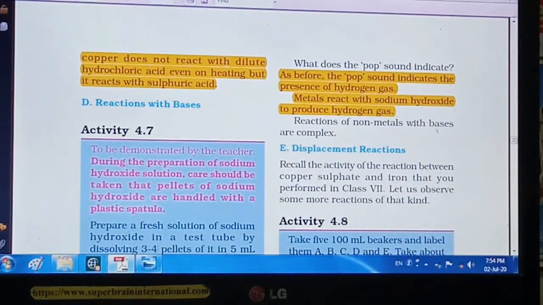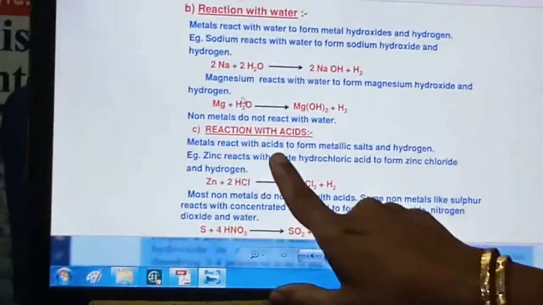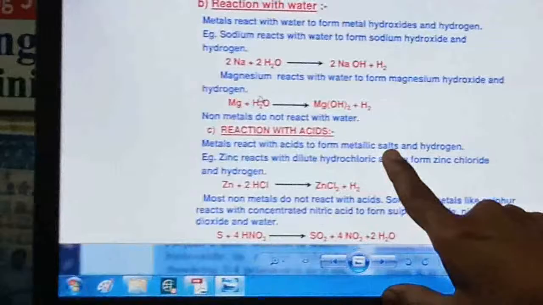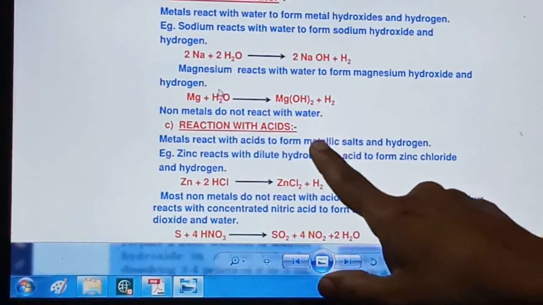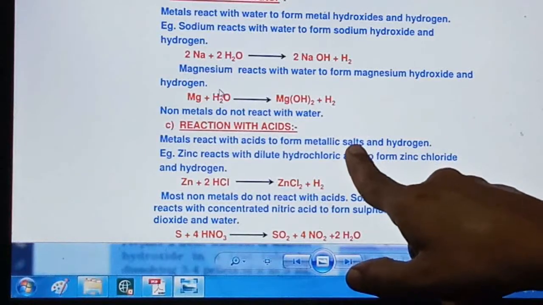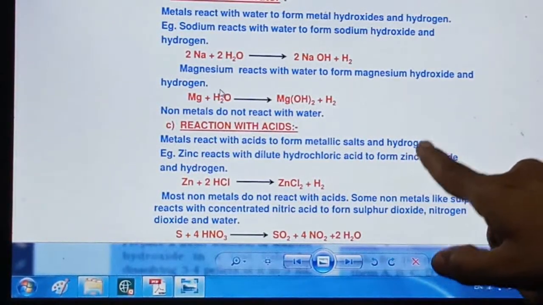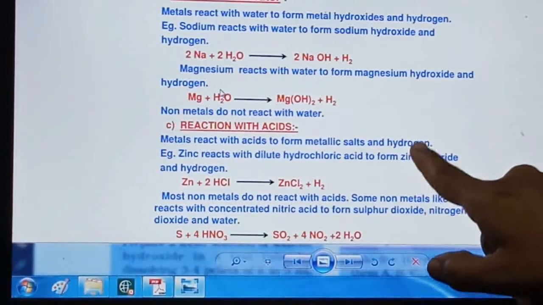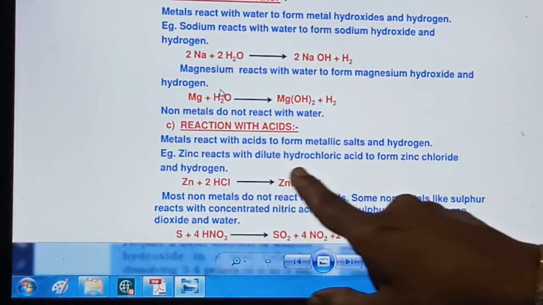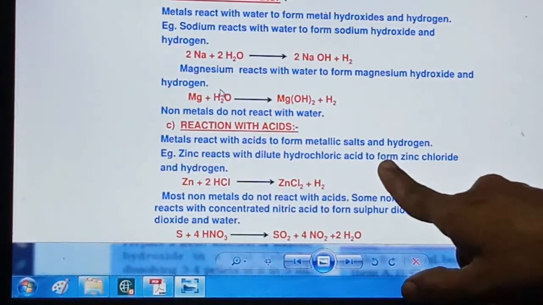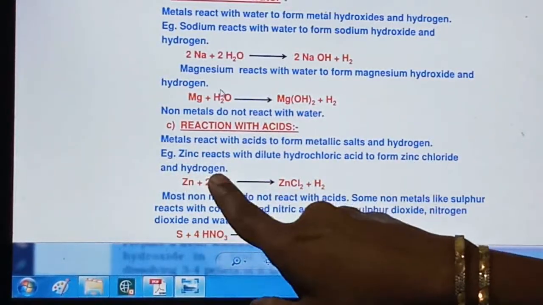Now the same you will see with the slide. Reaction with acid. Metal reacts with acid to form the metallic salt. So whatever the respective metal is, that respective metal salt will be formed along with the hydrogen gas, and this test we have done with the matchstick. It will produce a pop sound. A reaction is given. Zinc reacts with dilute hydrochloric acid to form zinc chloride, and hydrogen gas is released.